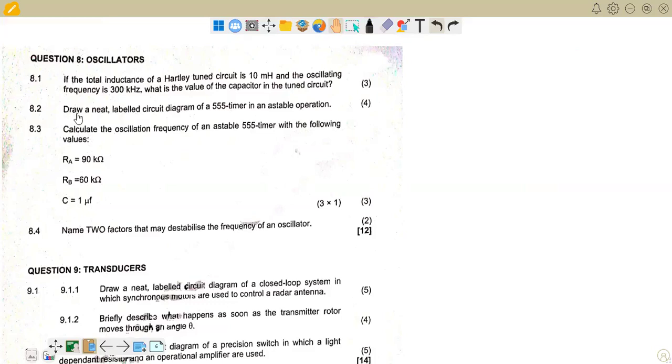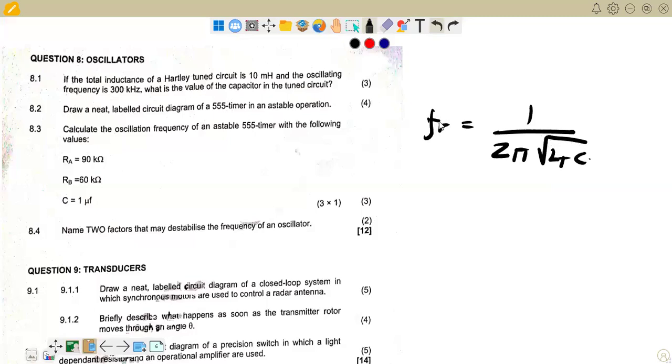It was saying calculate the value of the capacitor in the tuned circuit. We are going to get our capacitor value from the formula FR, the frequency, is equal to 1 over 2 pi the root of LT times C. That's how we calculate the frequency in a Hartley tuned circuit. So making C the subject, first we multiply by FR times 2 pi the root of LT times C is equal to 1.